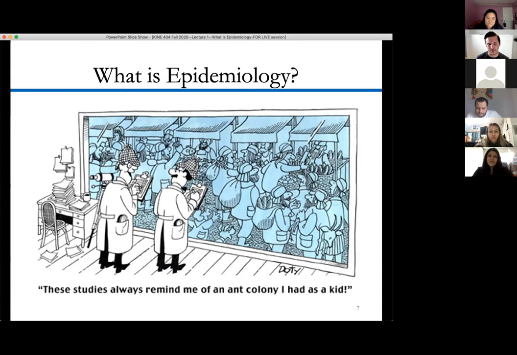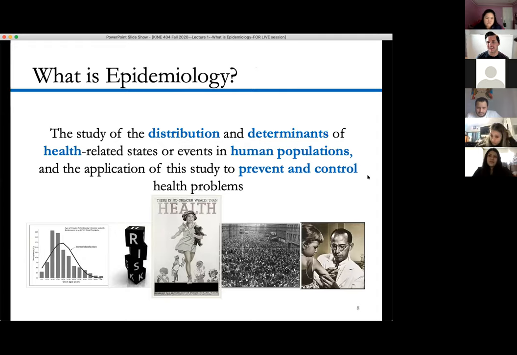The root word in epidemiology is epidemic. So what we're looking at is basically the study of what befalls populations. My definition of epidemiology, and the formal definition that I want you all to know, is, oh, you have a family member who's an epidemiologist at CDC. That's pretty awesome. Love to chat about that. The study of the distribution and determinants of health-related states or events in human populations, and actually that can be in animal populations as well, and the application of this study to prevent and control health problems.